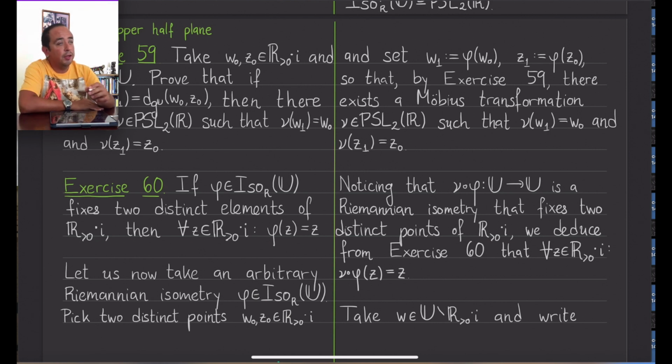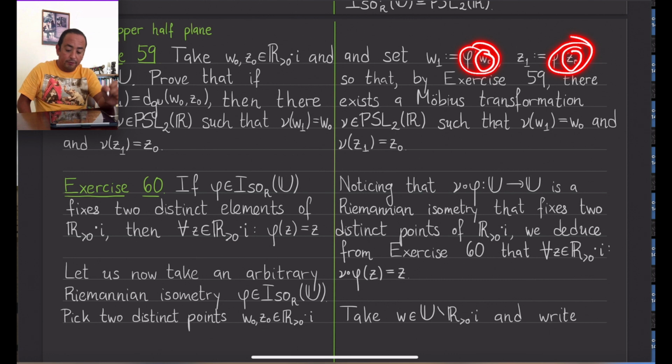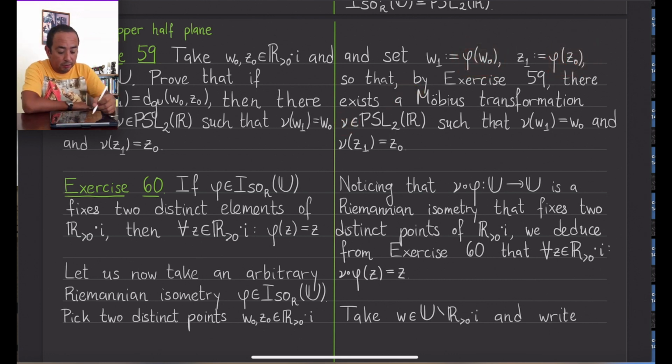And I don't know much about phi. But what I can do is take a Mobius transformation that takes these 2 points back to where they came from. So I take such a Mobius transformation nu, such that it takes W1 back to W0 and Z1 back to Z0. And of course, right now, I don't know whether phi is related to nu or not. What I do know is that phi followed by nu fixes W0, of course, and fixes Z0, right? Because first I go to W1 or to Z1, and then I go back.